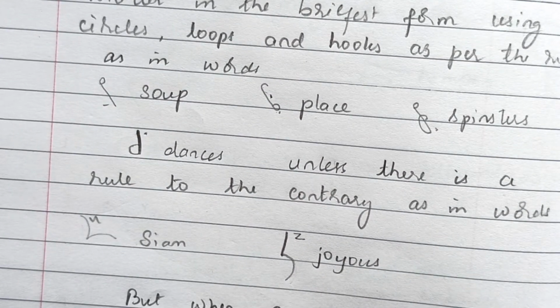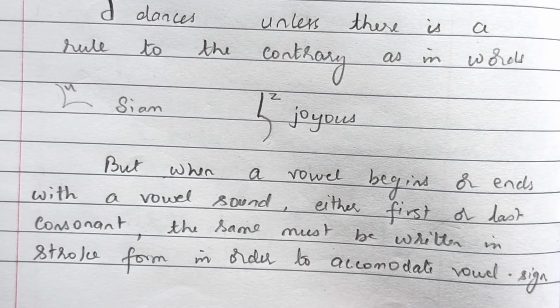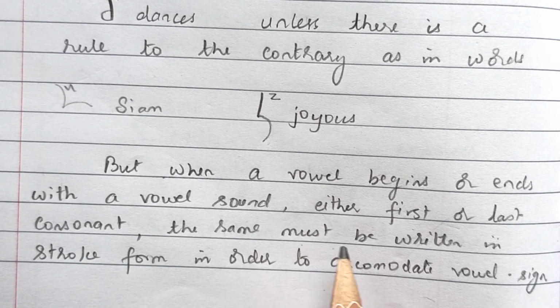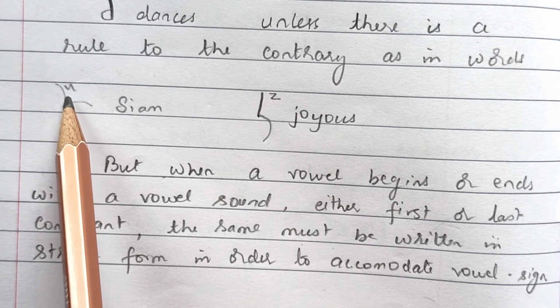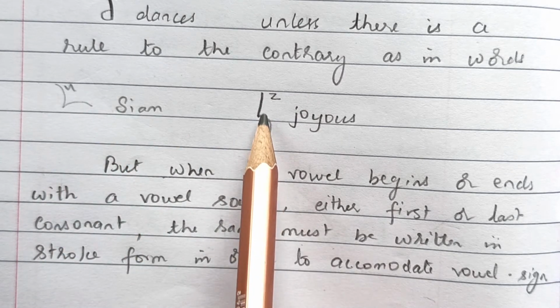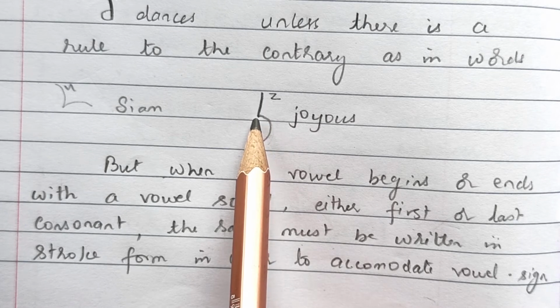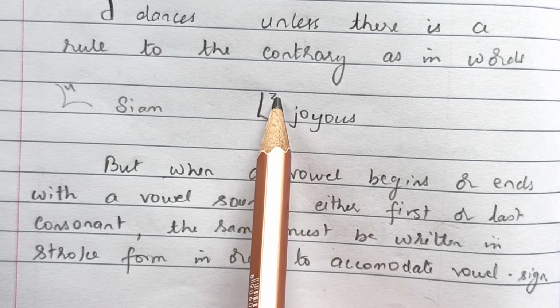But when a word begins or ends with a vowel sound, either the first or last consonant must be written in the stroke form in order to accommodate the vowel sign. So in order to write this vowel sign, we are using the stroke forms in Siam and again in joyous, where we have the joy J and the stroke S to have this diphthong here.